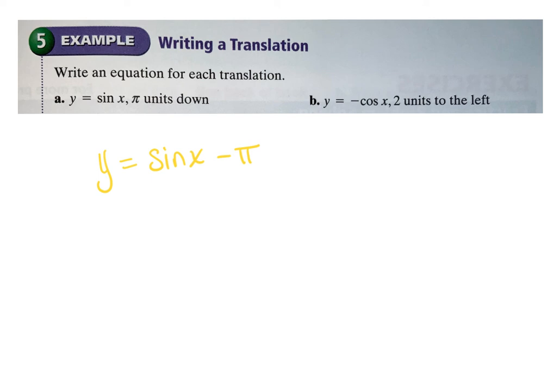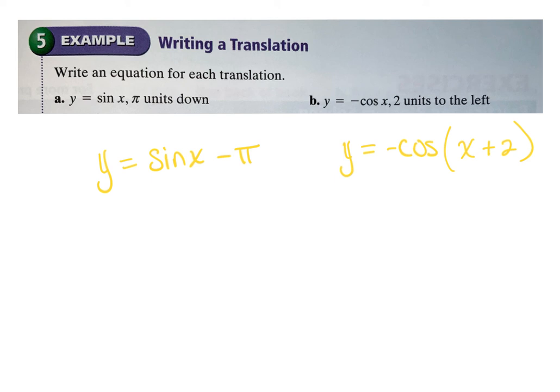Y equals negative cosine of x, 2 units to the left. How do I show 2 units to the left? To the left, I would go x plus 2. Remember, your phase shift is opposite. You use the negative of what's in there.